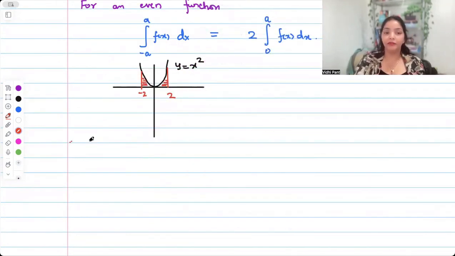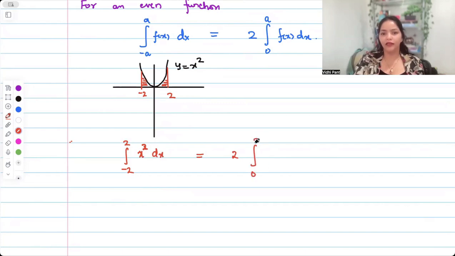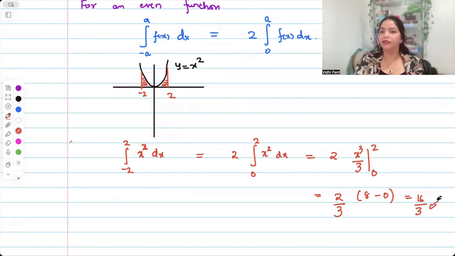So this was graphically, but now practically how will you use it? So suppose they're asking you what is the integral from -2 to 2 of x² dx. Now what do you have to do? If you know this concept, you will say that this is just twice of the integral from 0 to 2 of x² dx, and thus it is twice of x³/3 from 0 to 2. So it's going to be 2/3 times (8 - 0). So 16/3. And that will be the correct answer.